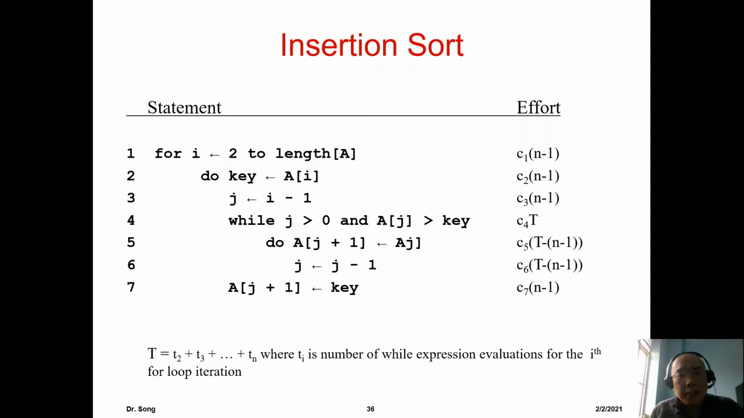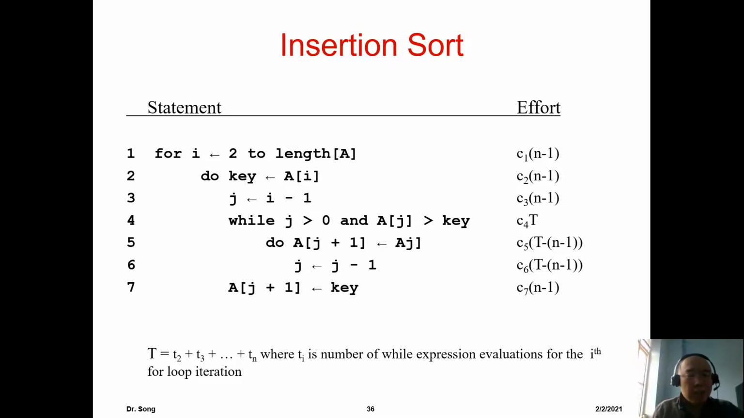Why is it n minus 1? Because we are inserting n minus 1 values into the sorted portion. So it's guaranteed line 1 will run n minus 1 times. And the same thing for line 2, line 3, and line 7 as well. So why is line 7 going to be executed n minus 1 times?